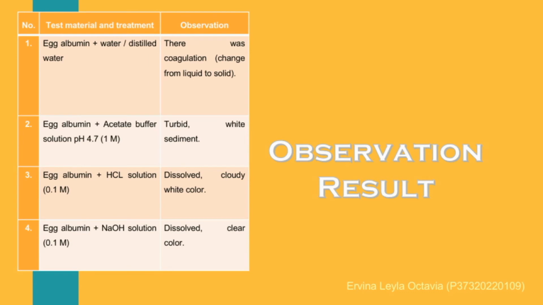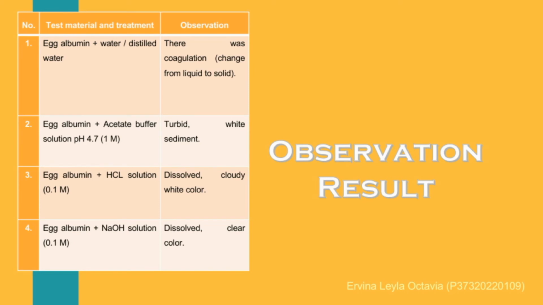Next, observation result. There are 2 tables. The first table is about test material and treatment, and the second table is about the observation. First, egg albumin plus water or distilled water. The observation is there was a coagulation change from liquid to solid. Second, egg albumin plus acetate buffer solution pH 4.7, 1 M. The observation is turbid white sediment.